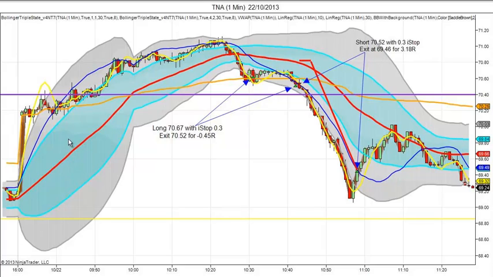We have a 30 period Bollinger Band plus or minus 1, that's the river. Plus or minus 2 is the gray floodplain. We have the blue line, a 30 period moving regression line. And then the yellow one is the 10 period moving regression line. And this thick red line in the middle is the mean of the Bollinger Band, a simple 30 period moving average. And we're on 1 minute charts, and we're looking at TNA, which is the triple leveraged Russell 2000 ETF.